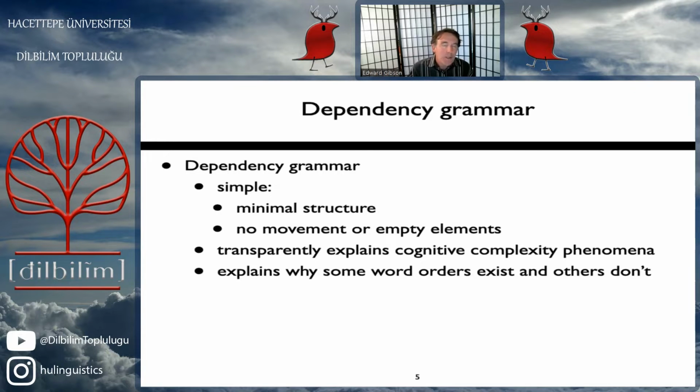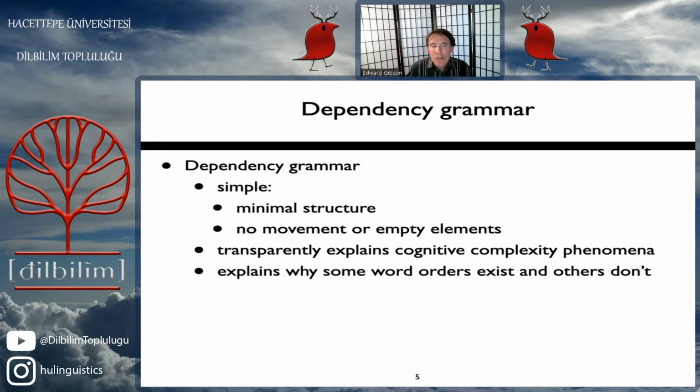There's ways to think about grammar. The reason I like dependency grammar is it's very simple. It's really simple, minimal structure, and there's no movement in phrase structure either, but I just like having no movement or empty elements. That is simplicity here. The main reason why I like dependency grammar, though, is that it transparently explains cognitive complexity phenomena, such that longer distance connections are harder to produce and comprehend. I'd say that's just a fact.